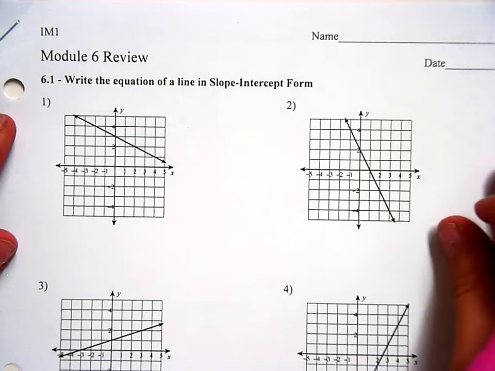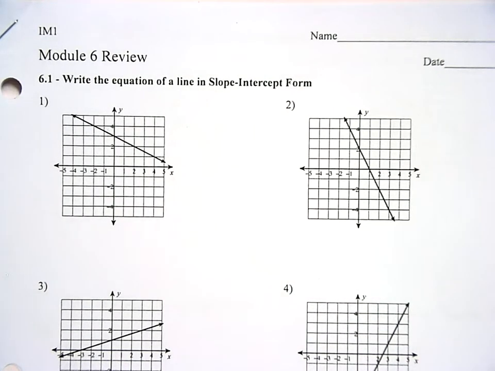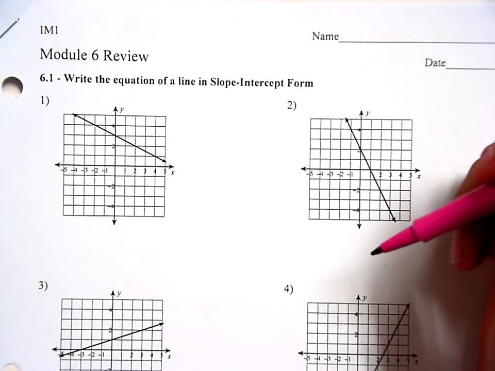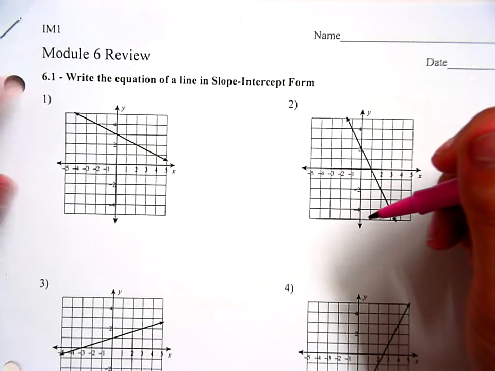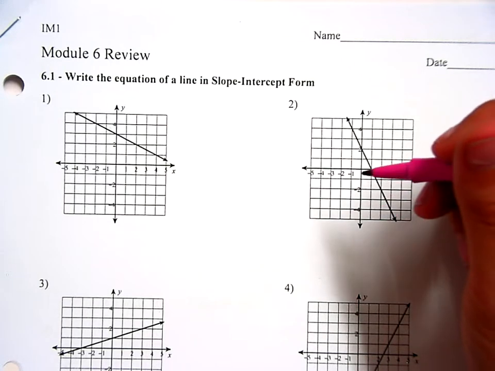All right, hi guys. I am going to go over the solutions for Module 6 review. So this is going to cover Module 6.1, 6.2, and 6.3. So these are practicing writing our equations of lines in all three forms. And we'll start with 6.1, which is writing our equations in slope-intercept form.